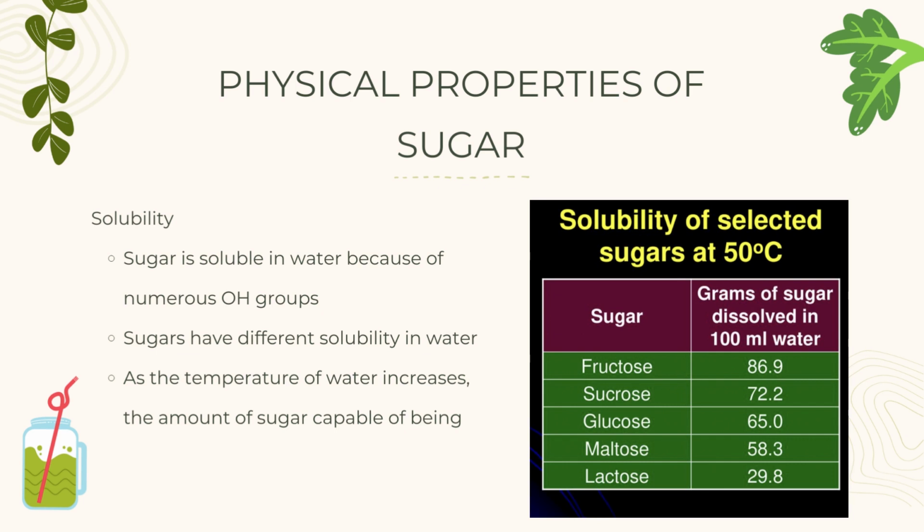Solubility: sugar is soluble in water because of numerous hydroxyl groups. Sugars have different solubility in water. As the temperature of water increases, the amount of sugar capable of being dissolved in water increases. Lactose is the least soluble compared to the others. Fructose has the highest water solubility, which affects the crystallization, vapor pressure, freezing point, and boiling point.